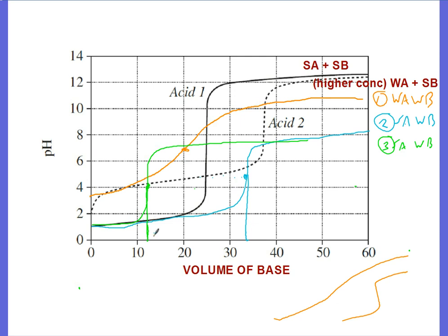First of all, this one didn't require much base at all to neutralize. Either the acid itself was very dilute, or this base could have been quite concentrated. This blue curve here in curve number 2, it took quite a lot of base to neutralize, suggesting that the acid was either concentrated or the base was dilute.